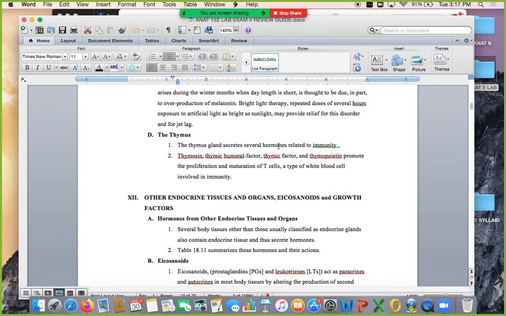The thymus is going to be responsible for immunity. We talked about that extensively when we talked about the immune system. And also the thymosin, thymic humoral factor, thymic factor, and thymopoietin are all going to be involved in the proliferation and maturation of T cells, which are, again, involved in immunity. They're a specialty type of white blood cell that are kind of like your soldier cells that go out with receptors on their surface and target cells for destruction that are non-self or have been targeted as infected.